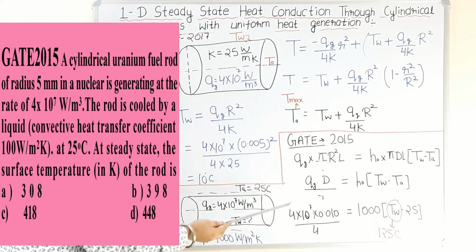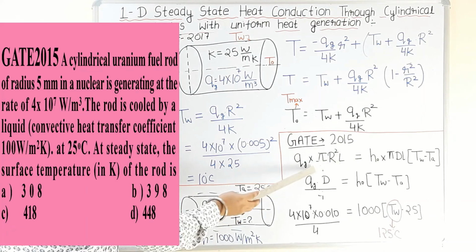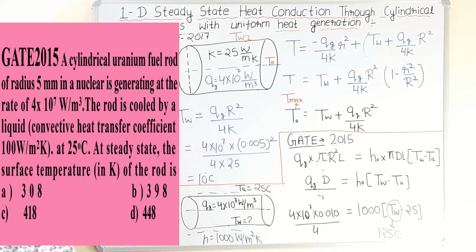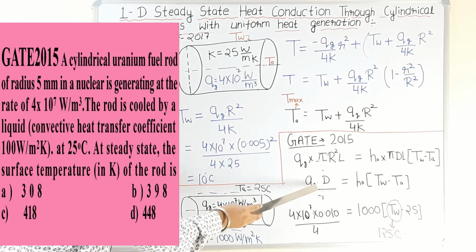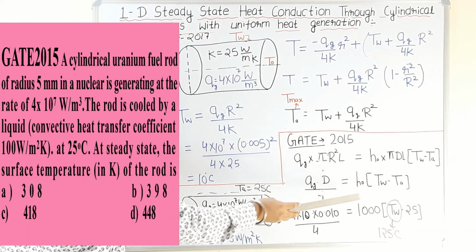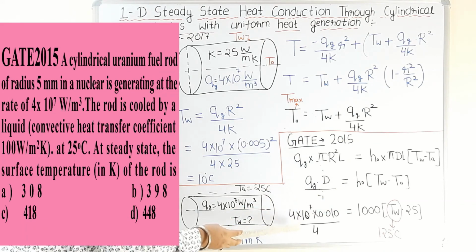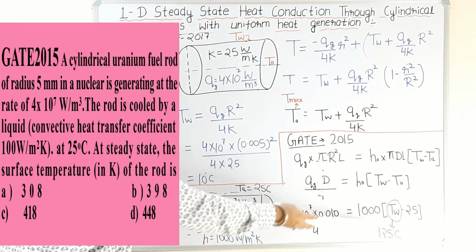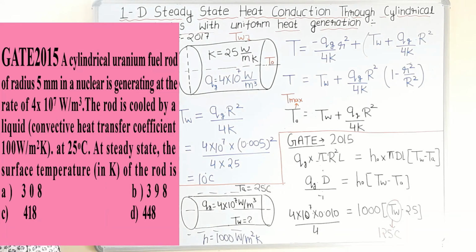After some simplification, pi and pi will cancel each other, L and L will cancel each other. We will get Qg into D by 4 equals h into Tw minus Ta. After further simplification, we will get the value of Tw as 125 degrees centigrade, or in Kelvin we will get the value of 398. So option B is correct.